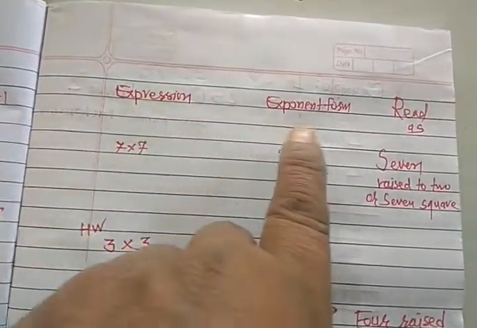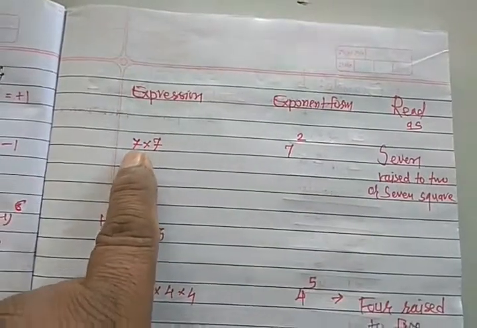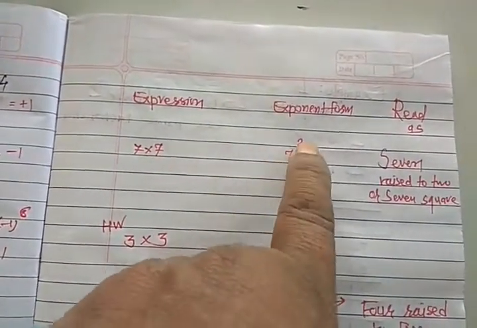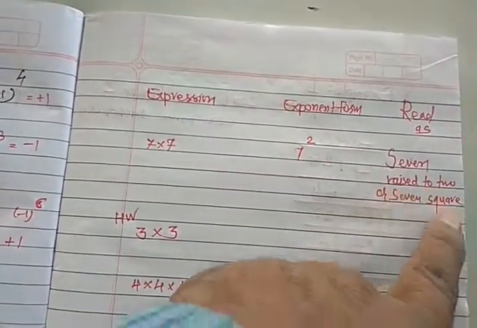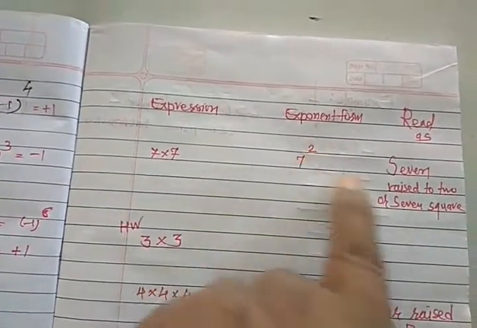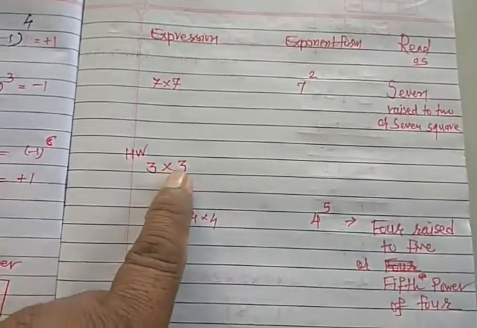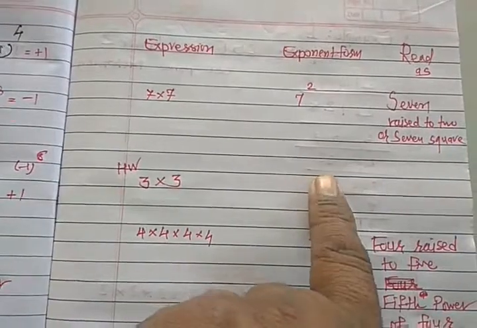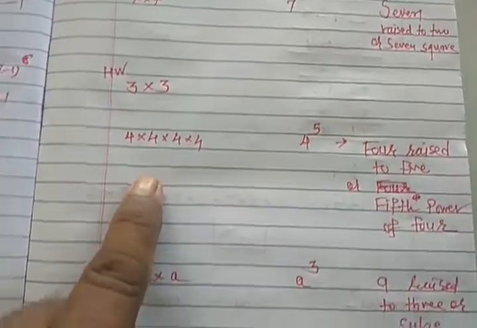Now here, expression in exponent form and how to read it: 7 multiplied by 7 is 7 square. So 7 raised to 2, or you can say 7 square. 3 multiplied by 3, so what will it be? 3 raised to 2, or 3 square.